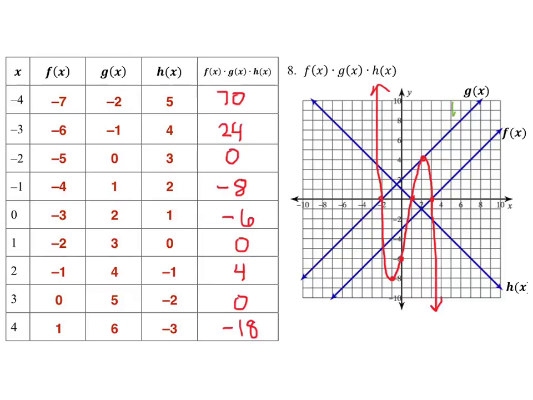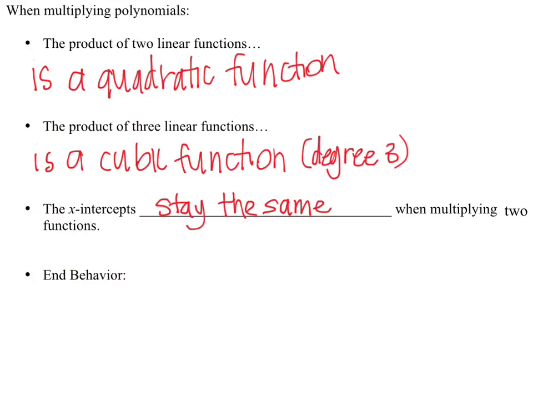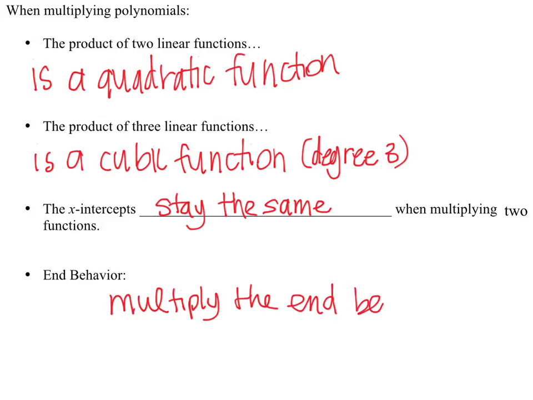On the right, g of x and f of x are going up, but h of x is going down. Positive times positive is negative. On the left, h of x goes up, the other two go down. Positive times negative equals positive. So I could say for the end behavior in multiplying, you can just multiply the end behavior. And we're just looking at the signs. So multiply the end behavior of the original graphs.